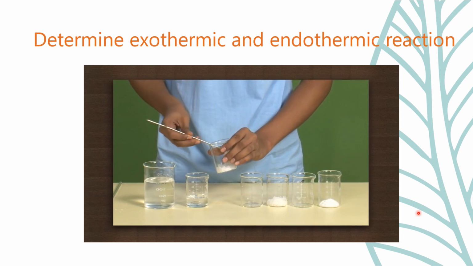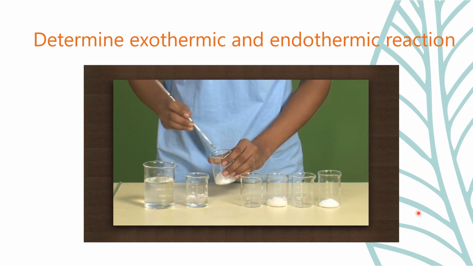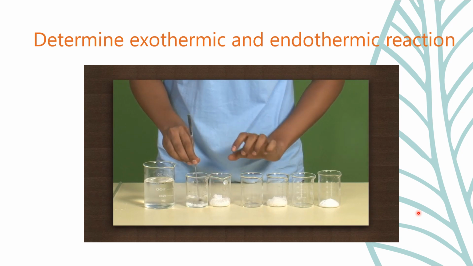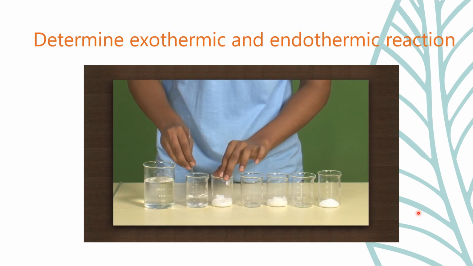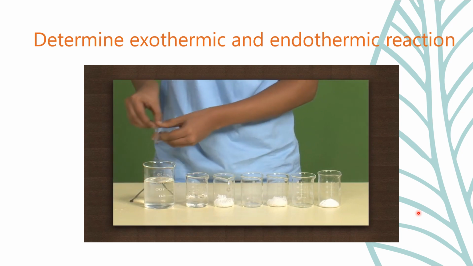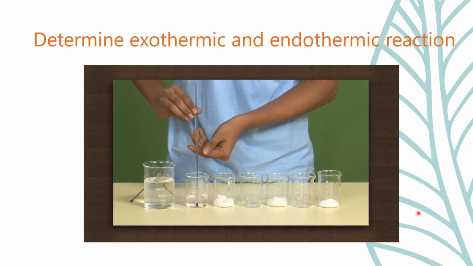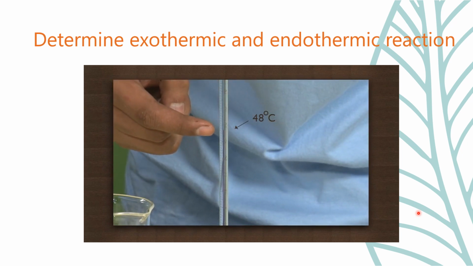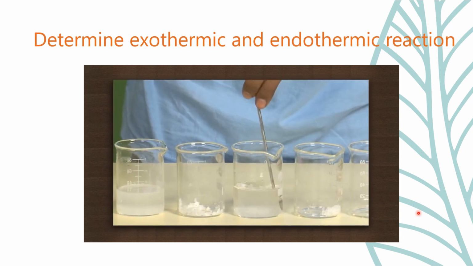Okay. We put the sodium hydroxide into the water and we stir the mixture. Stir well. Note the temperature of the solution. And then we measure the temperature again. It is 48 degrees C. We can see that there's a temperature rise.